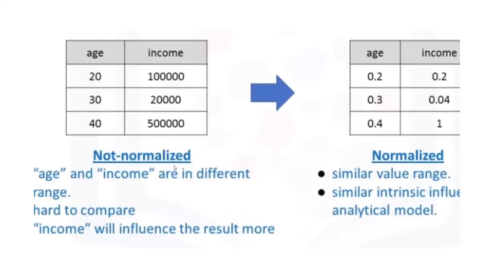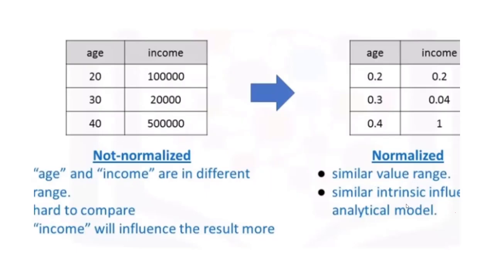If you do normalization, you can see both are divided by the maximum number. Let's say here the maximum number is 100. Divide every column by 100. It is 0.2, 0.3, and 0.4. And here the maximum, let's say, is 1 lakh. You divide everything by 1 lakh, then you would get 1 here, 0.2 here, and 0.5 here, like that. So normalized data has a similar value range, so every value will have equal influence.